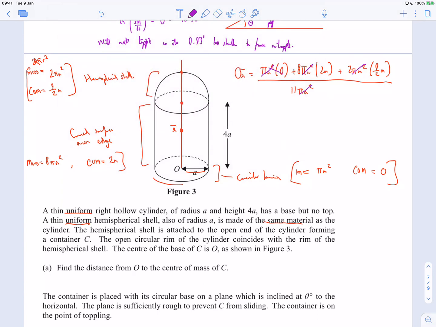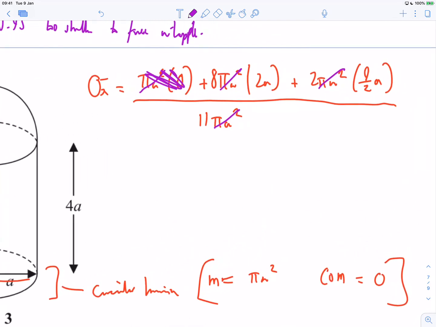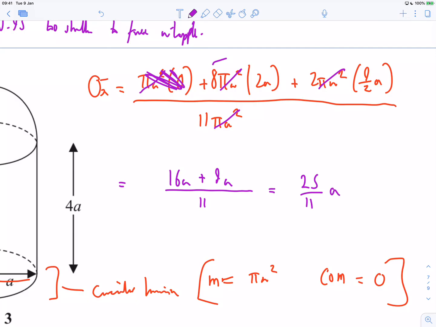So same deal, the pi a squareds can cancel everywhere. This is 1 times 0, so that can disappear. I've got 11 on the bottom. I've got 8 times 2a, which is 16a, plus 2 times 9a/2, which is 9a. So I've actually got, it looks like, 25a/11.